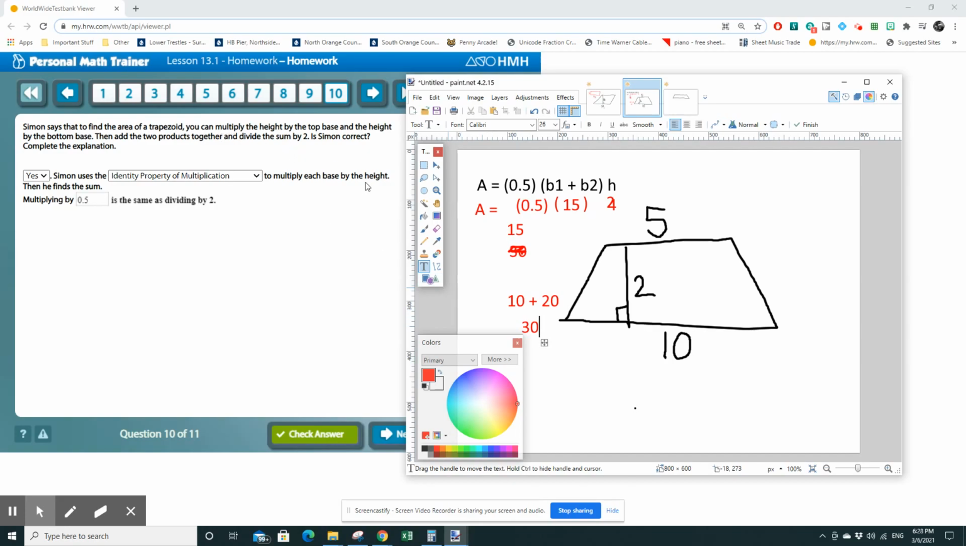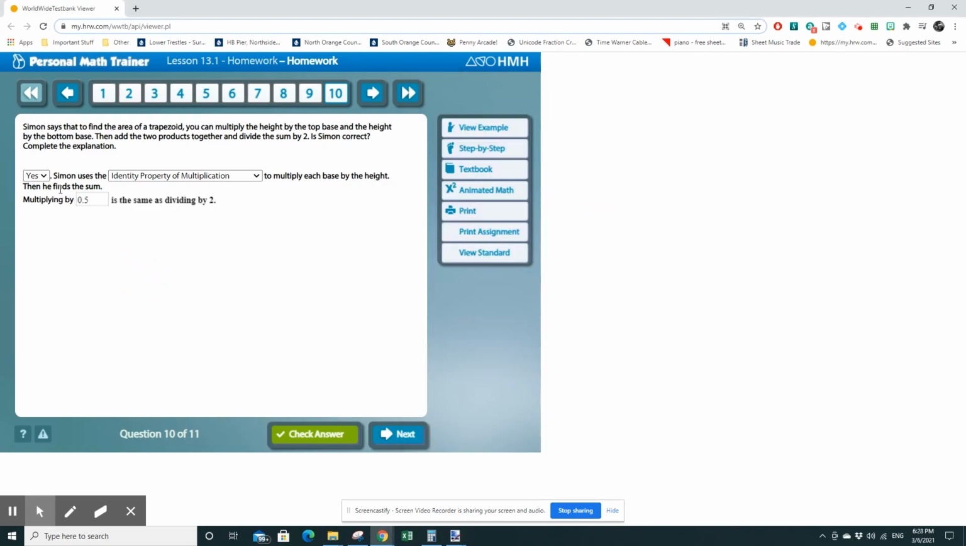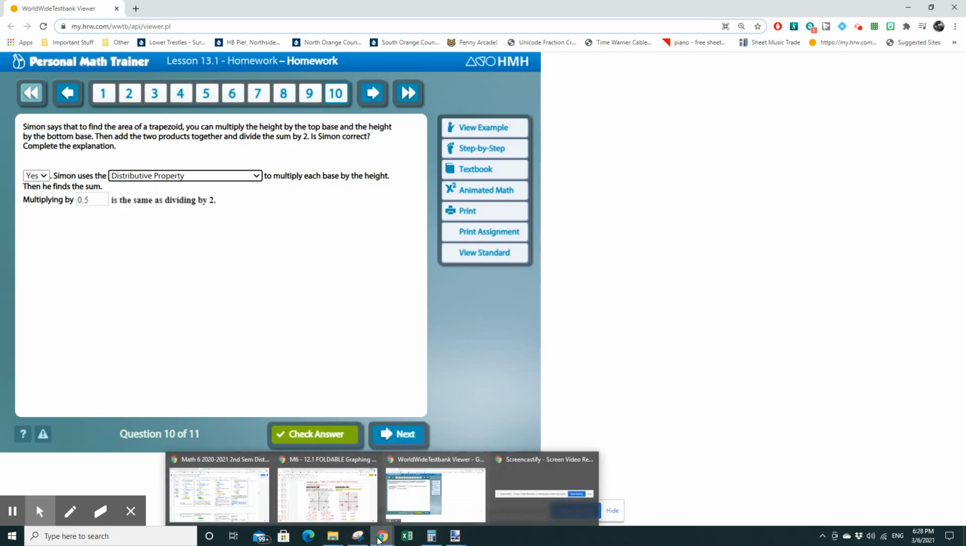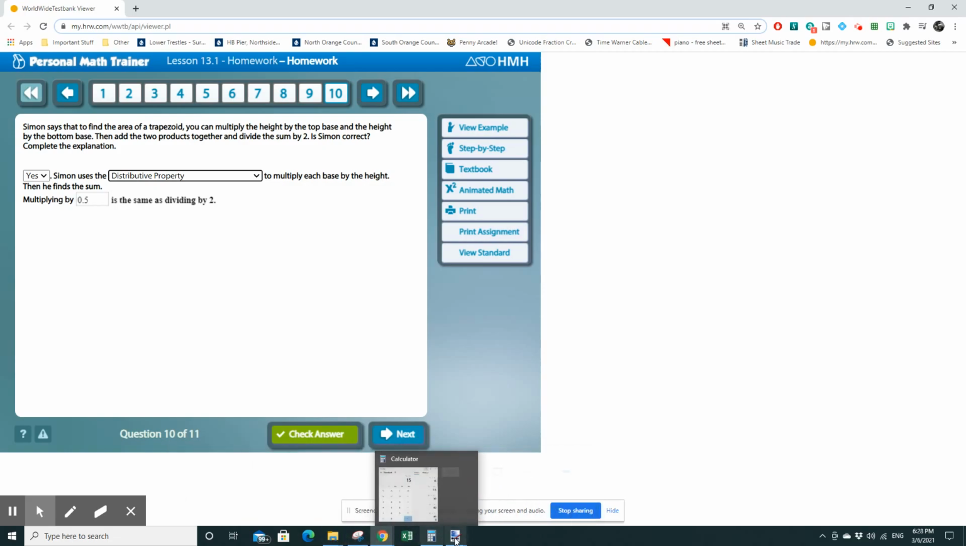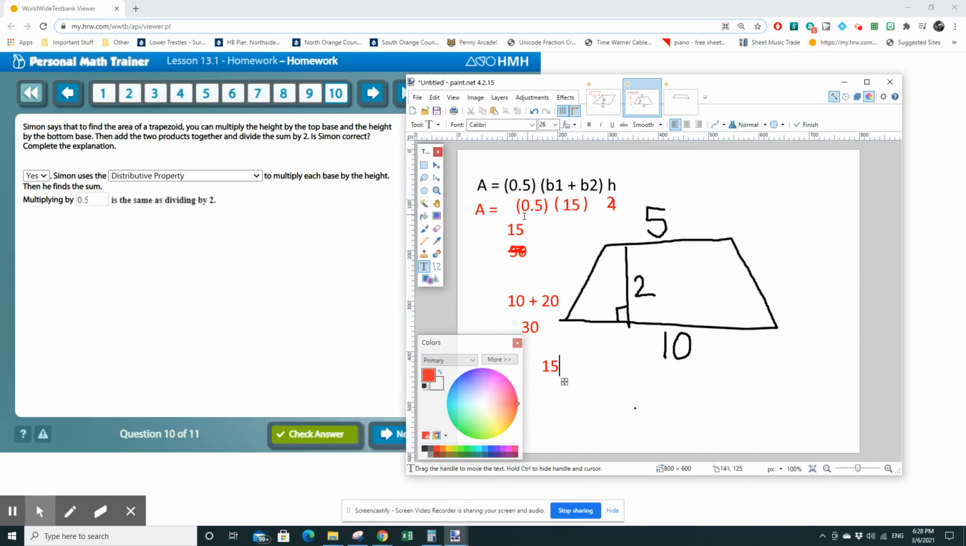And then he's saying I divide it by 2, which gets me 15. So yes, that is true. That's a long-winded explanation for just follow me. Yes, he is correct. He's using the distributive property because he's just basically multiplying. If you remember from, he's just basically doing this.